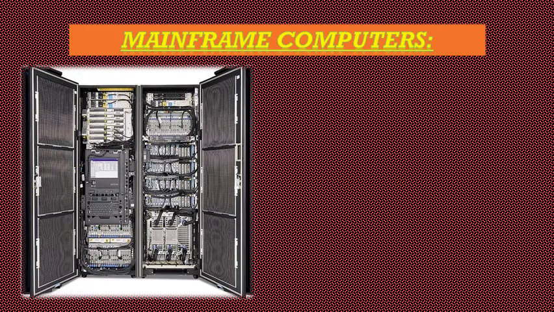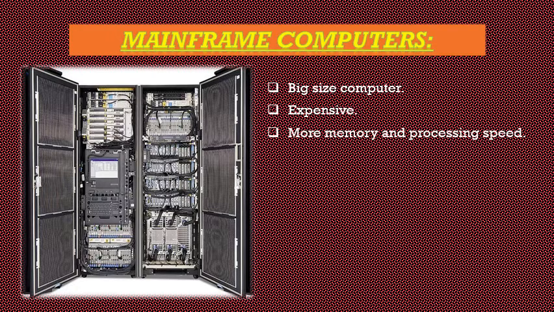Okay, what are the common features of mainframe computers? Let's see. Number 1, they are big size computers. These are the points which we can compare with mini computers and microcomputers. So they are big in size, they are bigger than mini computers and microcomputers. The next point is they are expensive computers. They are more expensive than mini and microcomputers. The next is they have more memory and processing speed. So more memory it has and more processing speed it has.